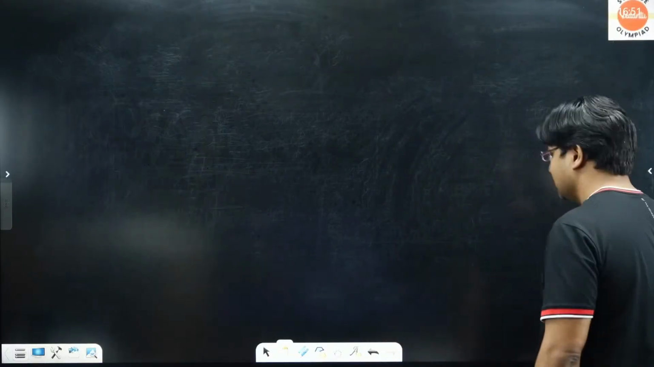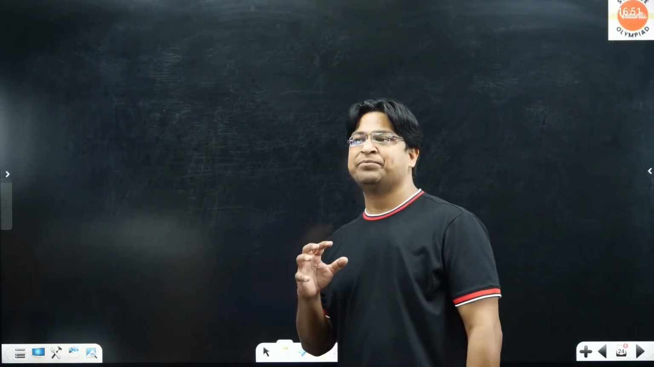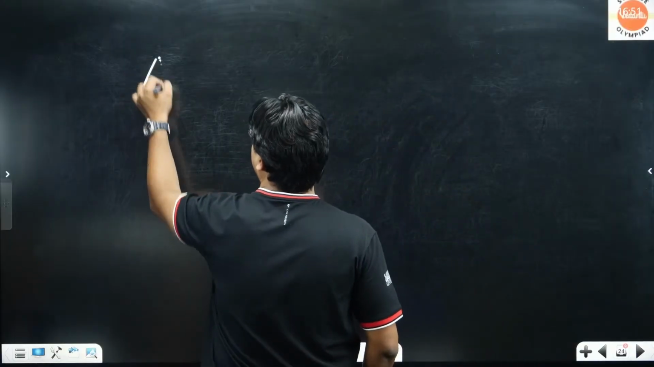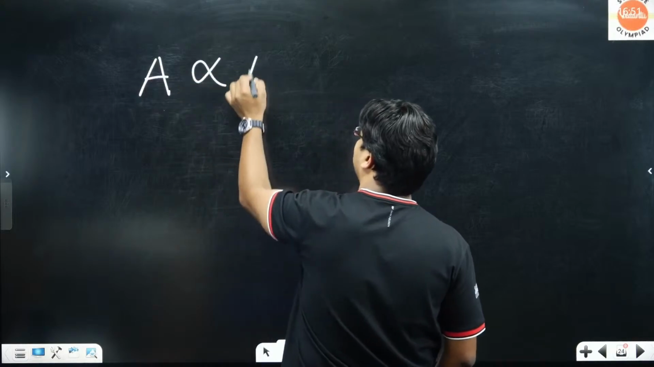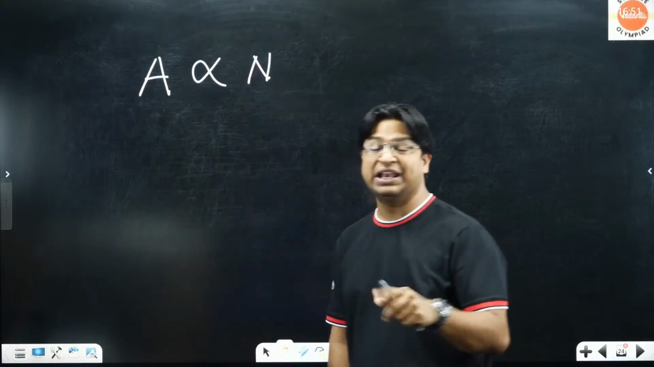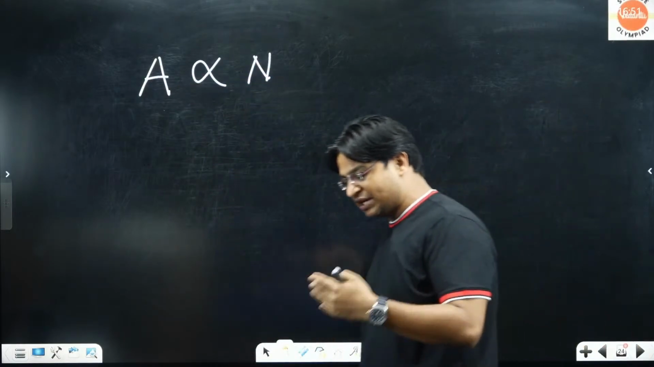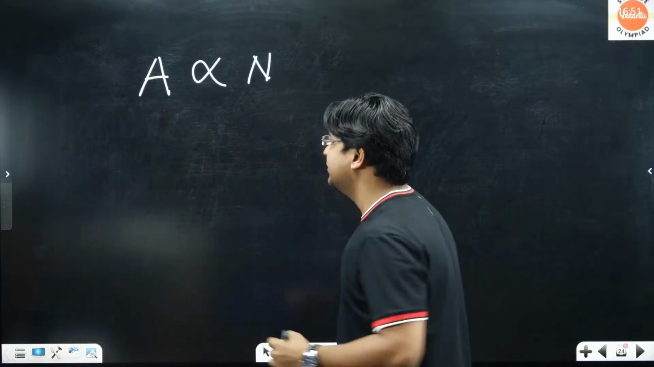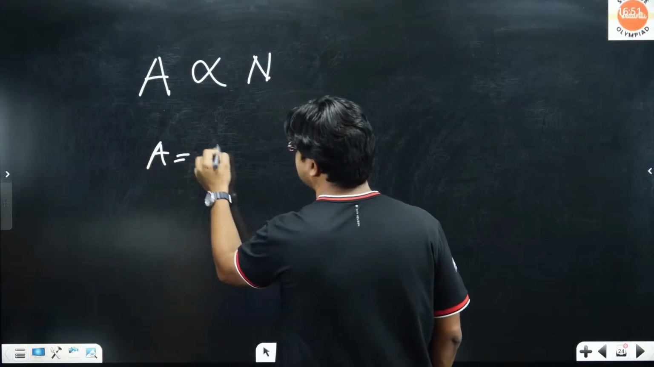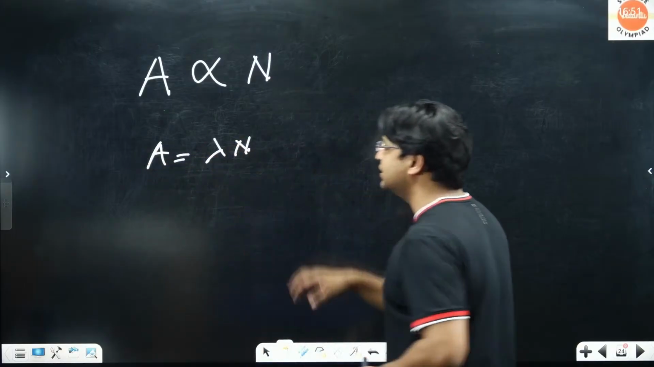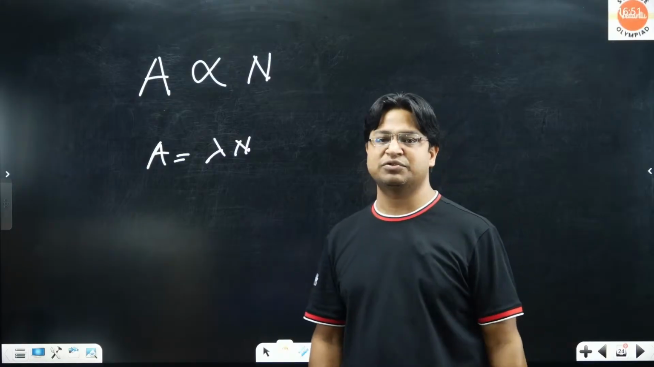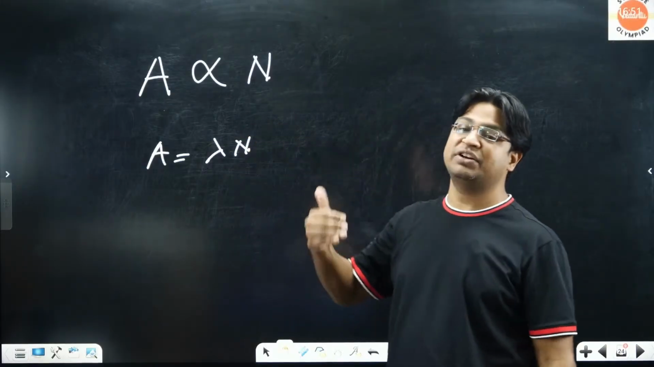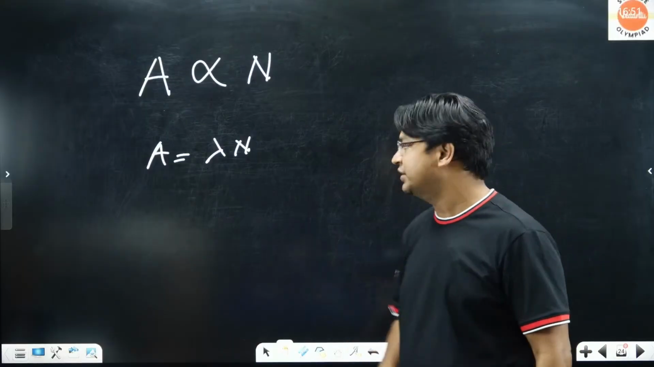Now the theory of radioactivity suggests that activity of any sample is proportional to the number of nuclei left in it, which means that activity can be written as some constant into N. Initially there were more nuclei, so initial activity was more. Then with passage of time, the number of nuclei of X are decreasing, so the activity is also decreasing. So gradually the activity keeps on decreasing.